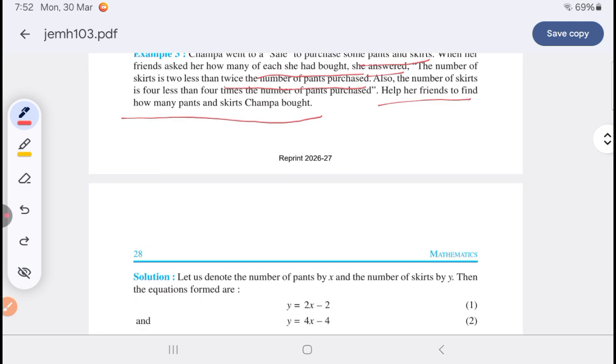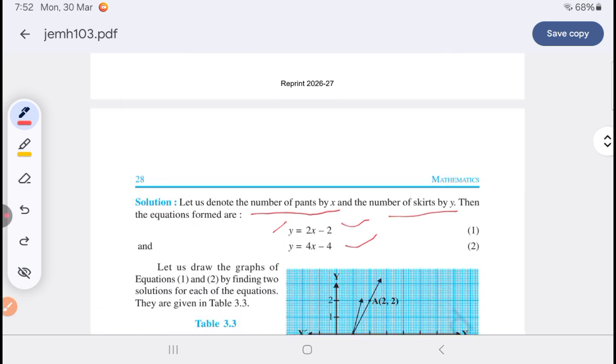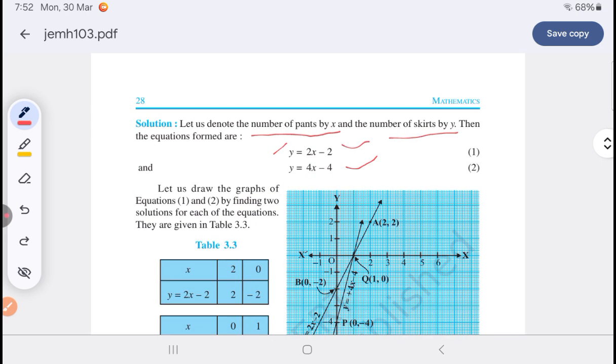Now let us denote the number of pants by x and the number of skirts by y. Then the equations are formed like this. The number of skirts is 2 less than 2 times the number of pants. Second, the number of skirts is 4 less than 4 times the number of pants purchased. So you got the two equations.